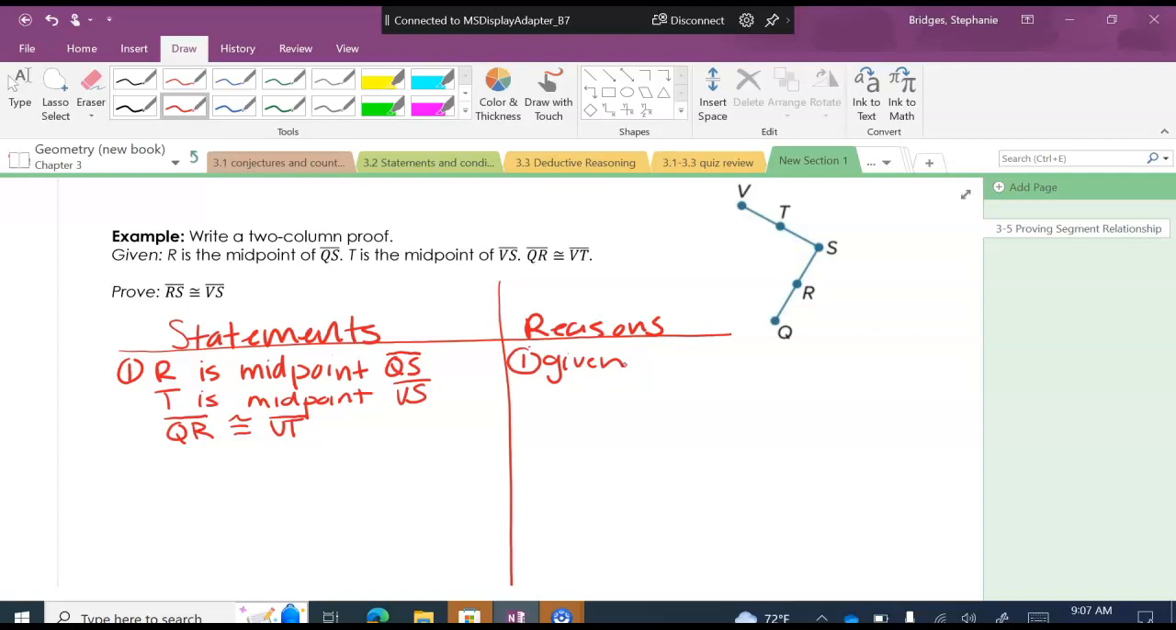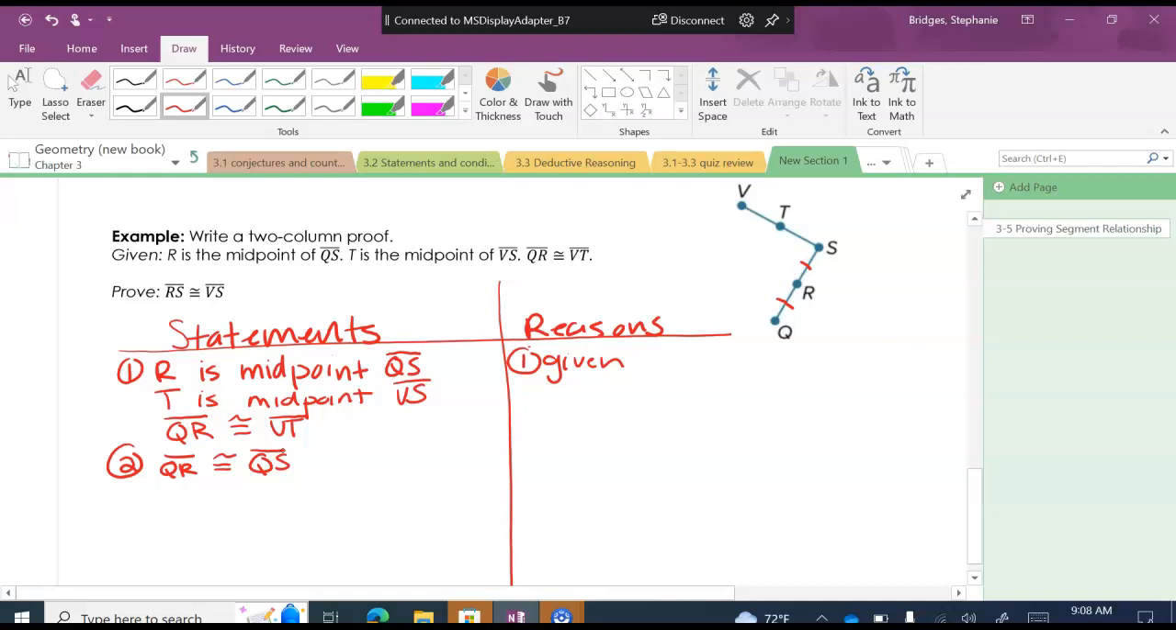So let's start with the first part of my given information. If R is the midpoint of QS, look at your picture. R is the midpoint of QS. What 2 segments would be congruent? QR and RS, so that's what we're going to say: segment QR is congruent to segment RS.